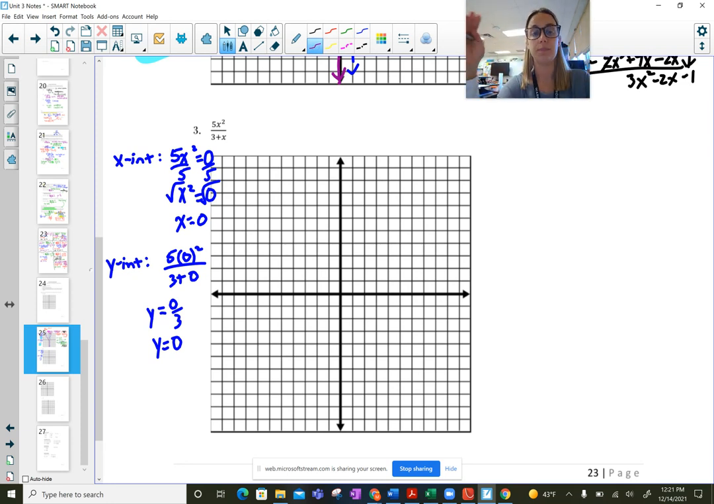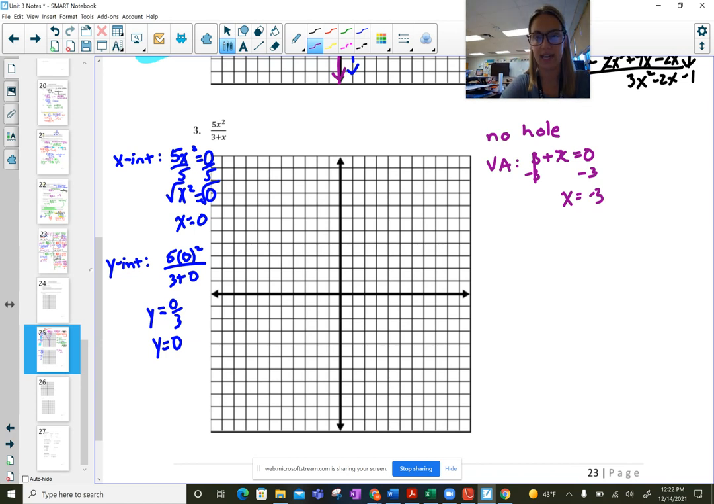Okay, so top and bottom, neither of them can be factored. So there actually is no hole because nothing can be canceled. So what that means here is that whatever's left on the bottom is the vertical asymptote. So 3 plus x equals 0. Subtract 3. I get x equals negative 3. Okay, so that's my vertical asymptote. X equals negative 3.